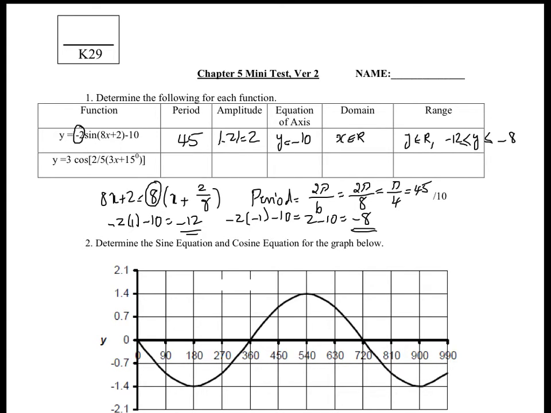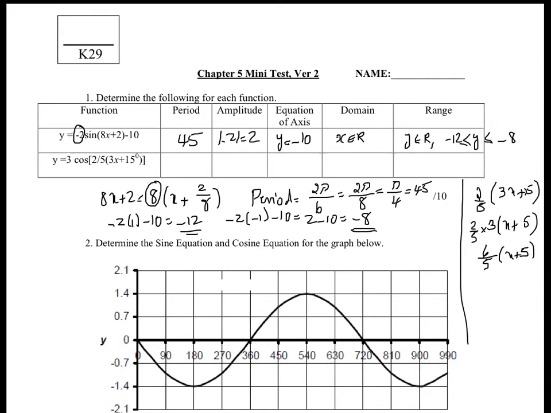For the next one, we have y equals 3 cos of (2 over 5) times (3x plus 15). We have to do exactly the same thing. So what we are going to do is write 2 over 5 (3x plus 15). We factor 3 out to make the coefficient of x equal to 1, so we get 2 over 5 times 3 (x plus 15 over 3, which is 5), so it's going to be 6 over 5 (x plus 5).